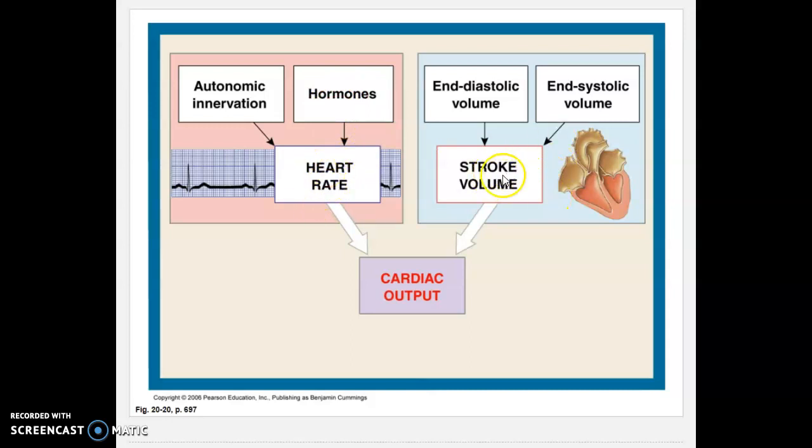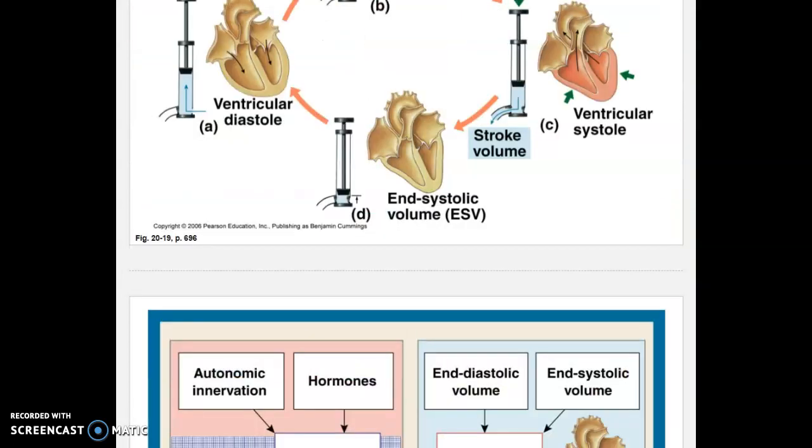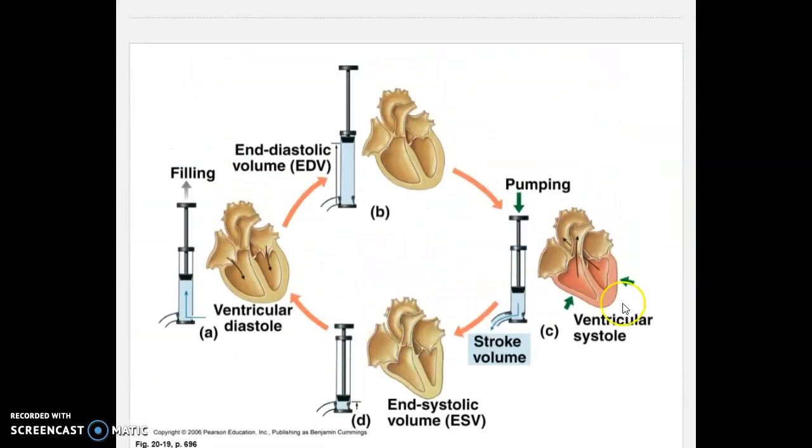All right, now stroke volume then is actually defined by end diastolic volume and end systolic volume. So let's look at what we mean by that. So looking at this and comparing what's going on in the heart to what's going on in a pump. So notice that when blood is entering into the ventricles, it's like water or whatever fluid entering into the pump.